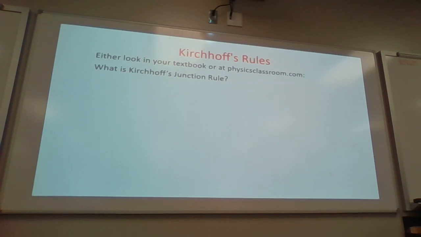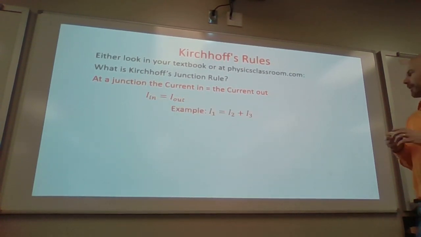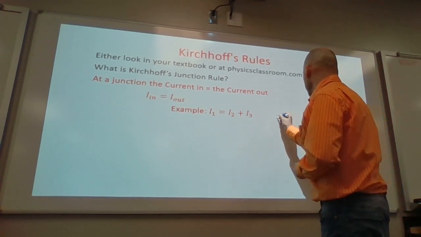Kirchhoff's junction rule. Here's what this says. At a junction, the current in equals the current out. So you're going to take a quiz after this. So current in equals current out. Example of this is this.